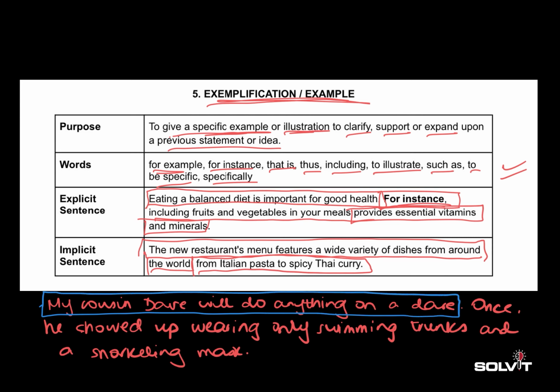But then the second one, using the word once over here, is key. It's important in figuring out the relationship. So once he showed up wearing only swimming trunks and a snorkeling mask. So what is this? This is an example of the previous statement, which was general. Okay, so in the first sentence, there's a general statement, and in the second sentence, there is an example of that statement.